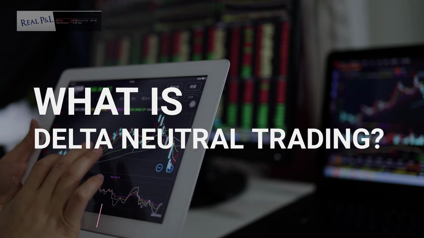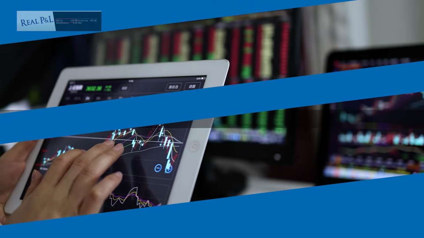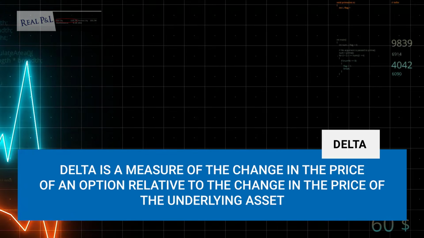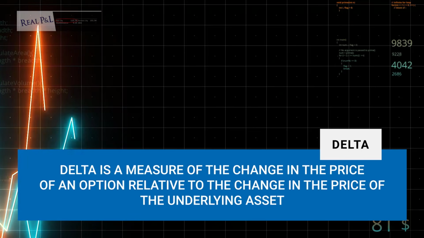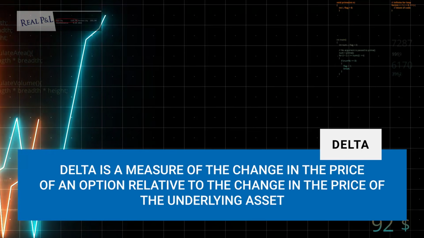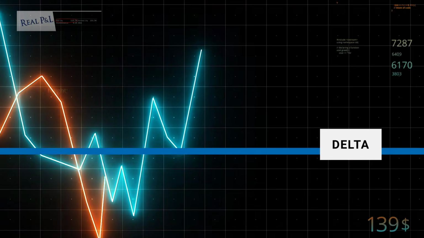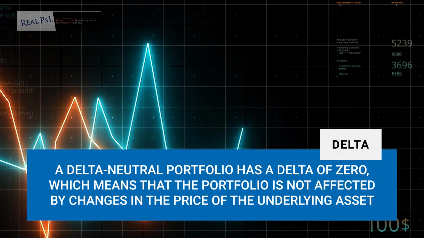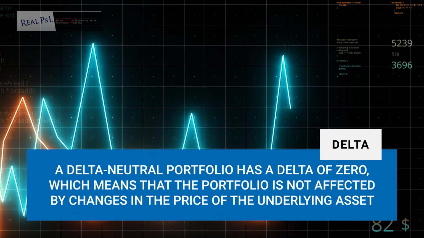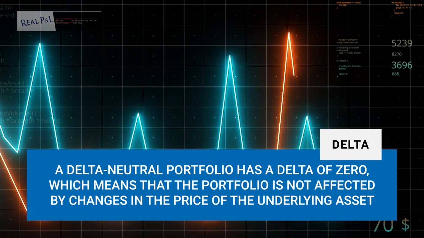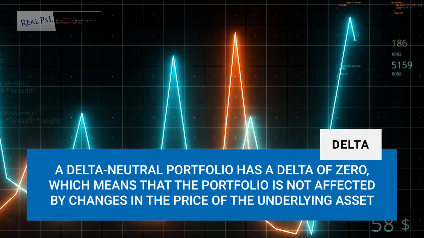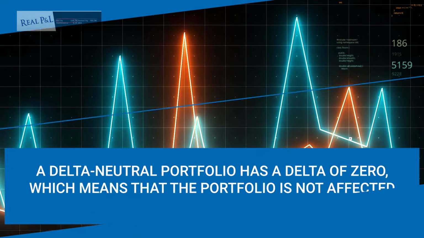There are a few key components to delta neutral trading. First, you need to understand delta. Delta is a measure of the change in the price of an option relative to the change in the price of an underlying asset. A delta neutral portfolio has a delta of 0, which means that the portfolio is not affected by changes in the price of the underlying asset.